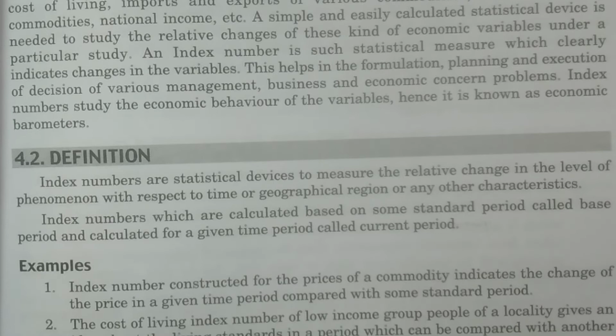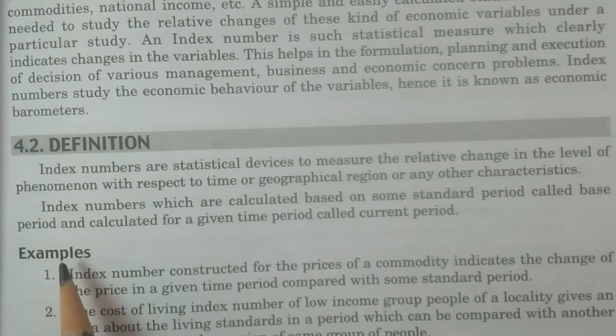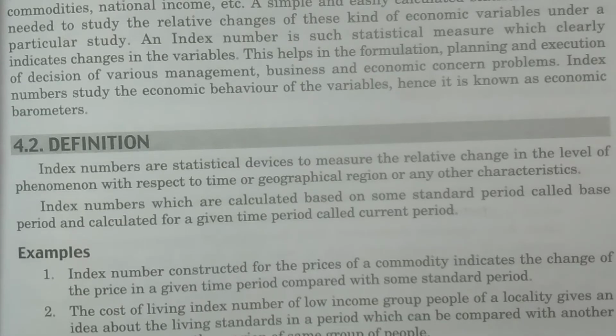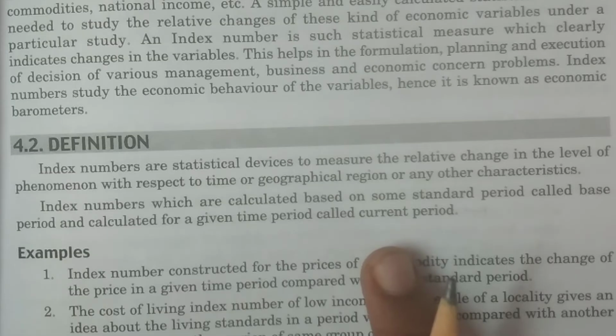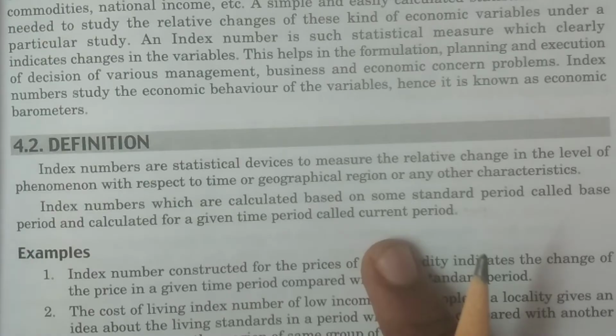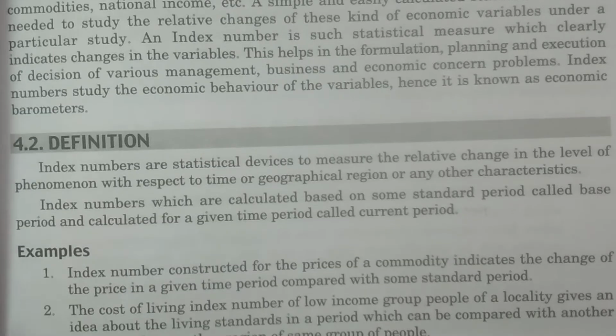Right? So index numbers are calculated based on some standard period called base period and calculated for a given time period called current period. So two periods are required. Based on one particular period, it is going to be studied, that is called base period. The other given time period which is going to be studied is called current period. Right. So these are some definitions of index number.